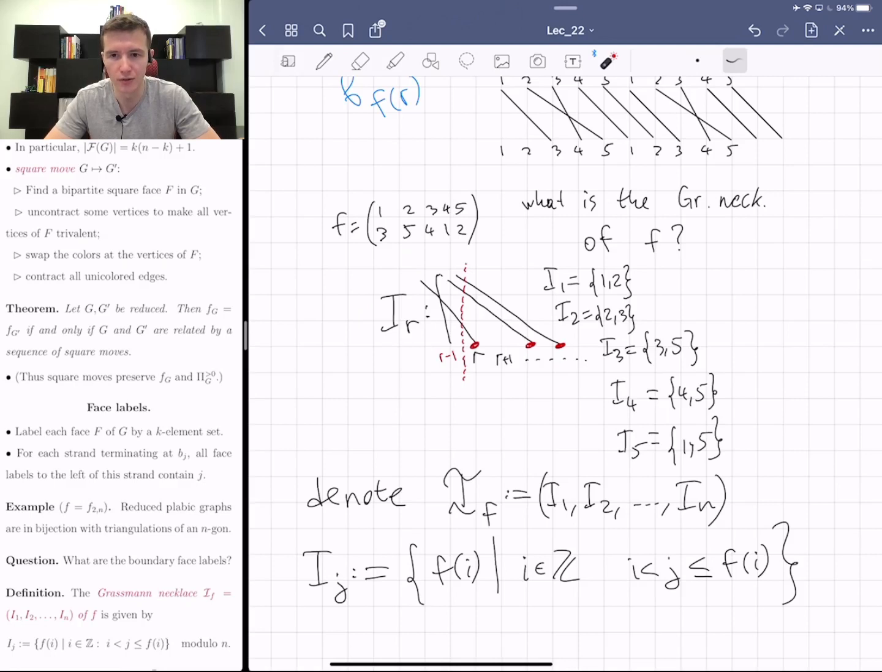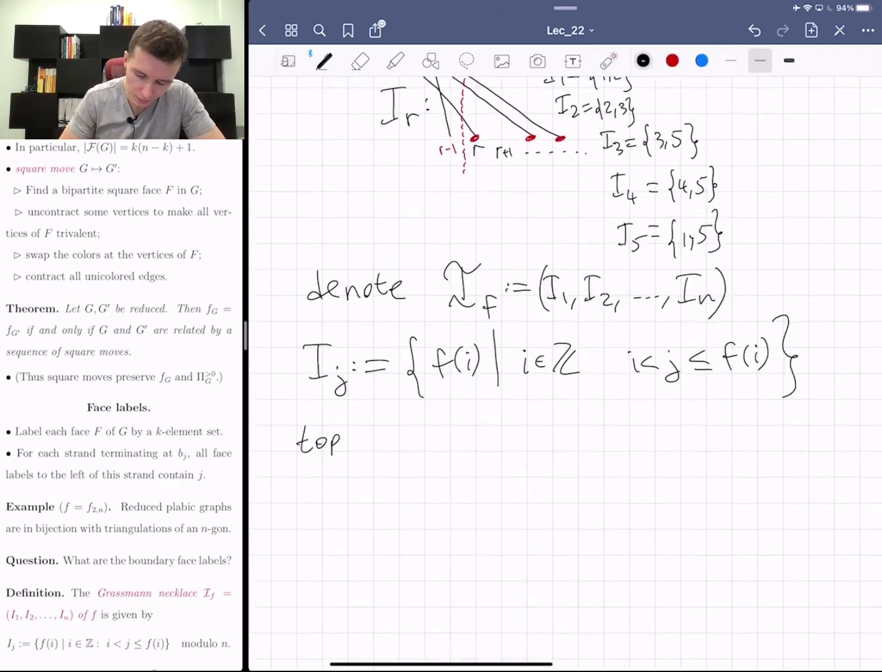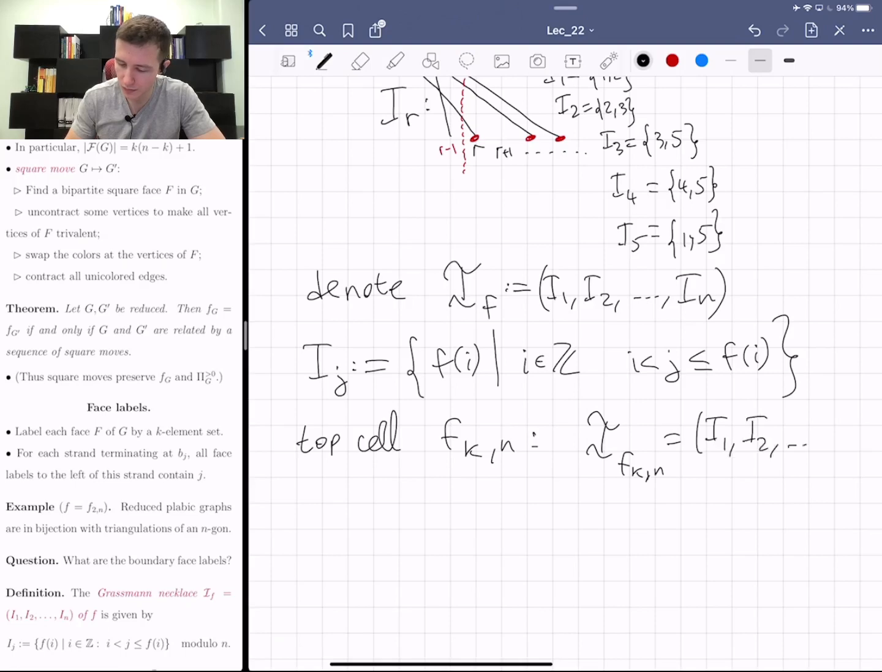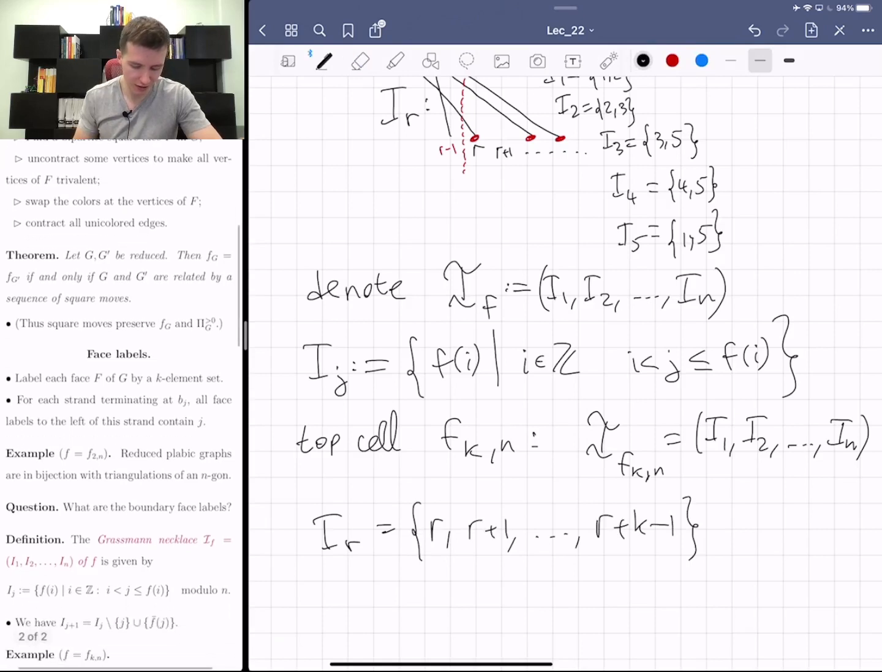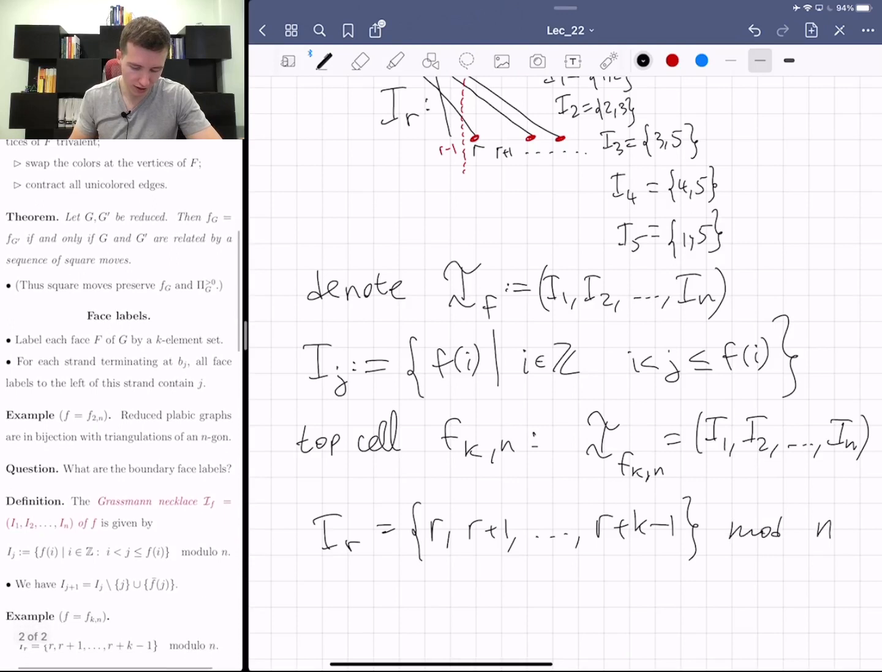Is it clear that it's the same formula? Okay, I see. All right. So now, what happens for the top cell? Let's say in general f_{k,n}. What is the Grassmann necklace of f_{k,n}? Yes, thank you. That is correct. So I_r is r, r plus 1, all the way up to r plus k minus 1, modulo n. These are the cyclic intervals of size k. These are the Grassmann necklace for the top cell.